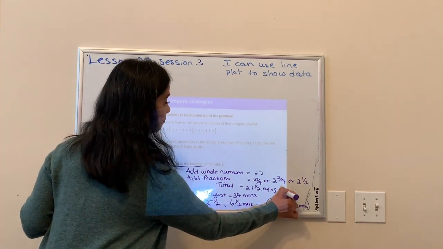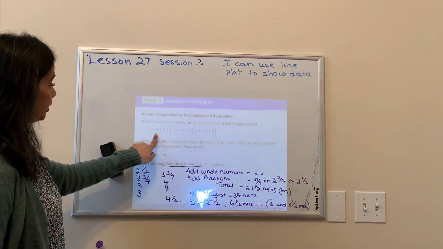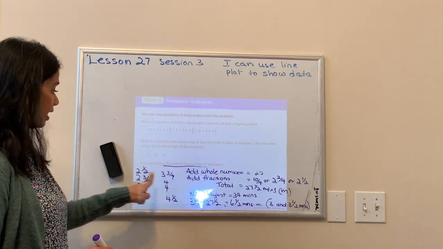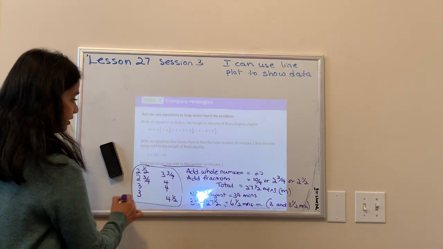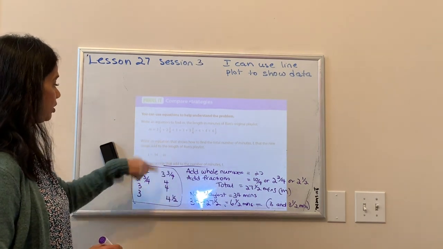So this is my M, right? 2.5 plus all of these. So I added all of these, right? I found the sum of the data set, which is what I did right here, which is what they're doing.